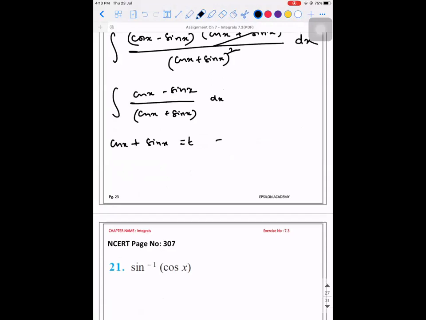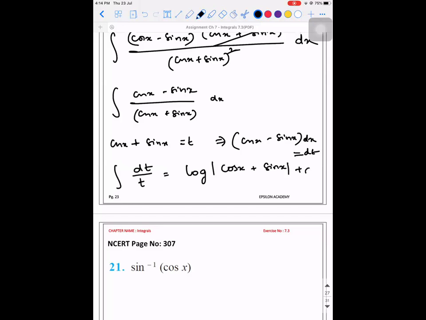Cos x plus sin x is t, which implies (cos x minus sin x) dx will be equal to dt. So the integral of dt by t squared is nothing but minus 1 by t. Can you guys check the answer?